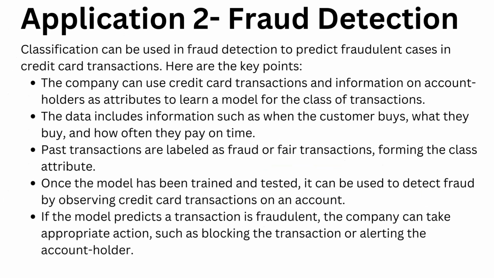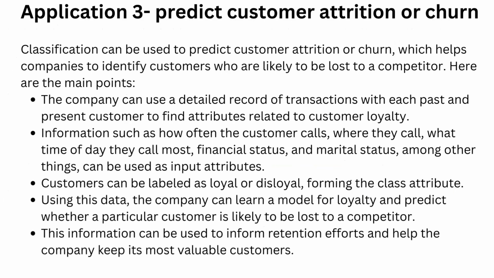Using this information, the company can learn a model for the class of transactions. Once the model has been trained and tested, it can be used to detect fraud by observing credit card transactions on an account. If the model predicts that a transaction is fraudulent, the company can take appropriate actions such as blocking the transaction or alerting the account holder.